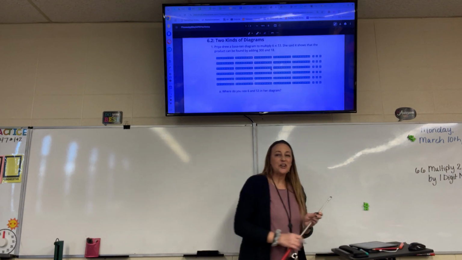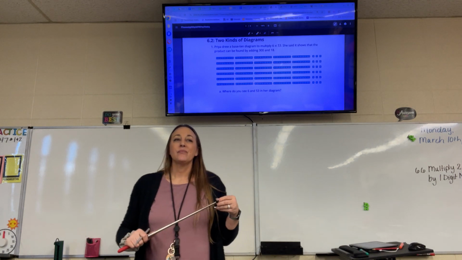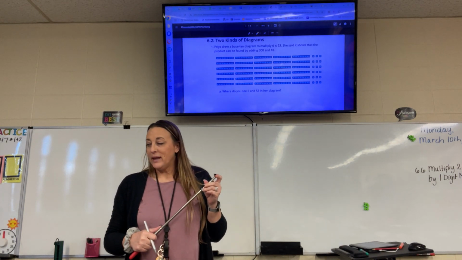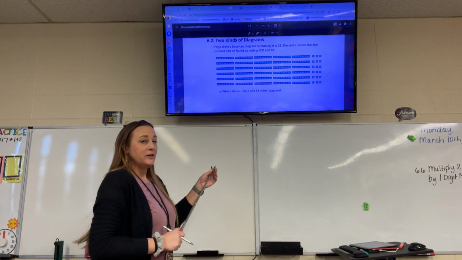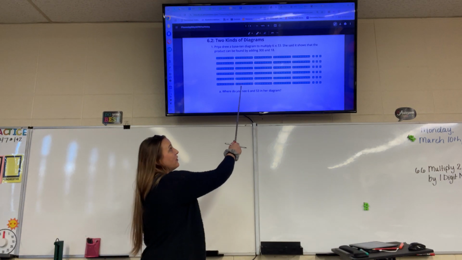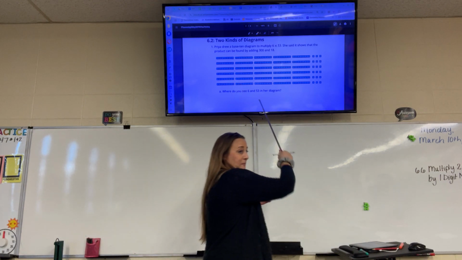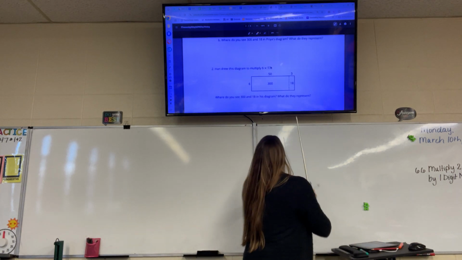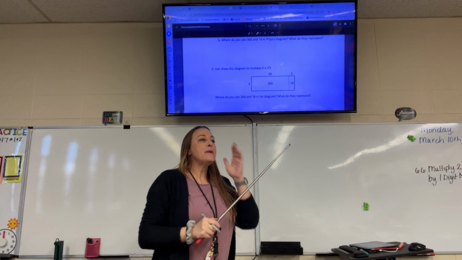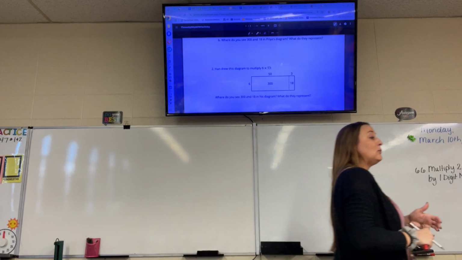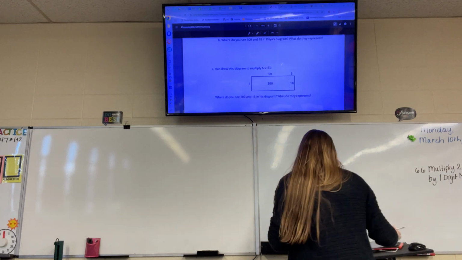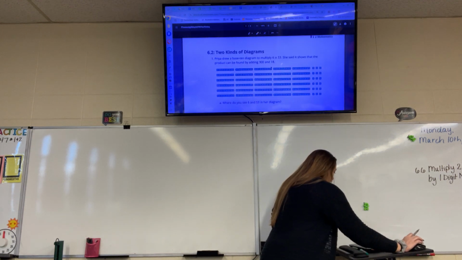Two kinds of diagrams. Now, we have Priya's diagram, and we have Han's diagram. In just a minute, you're going to talk about which one you prefer and why. But keep that in mind.